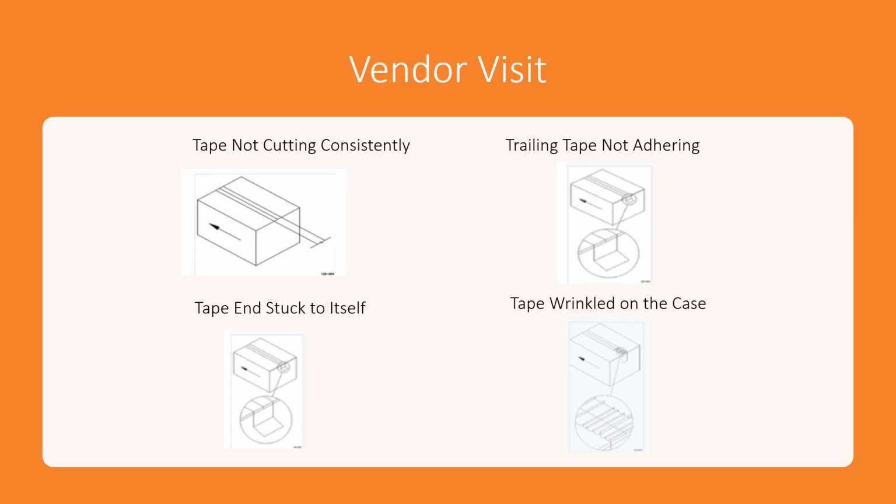Our group was able to meet with the machine vendor and identify significant issues at the taper and case erector that were responsible for manual tasks. At the taper, 4 main problems were found, including tape not cutting consistently, trailing tape not adhering, tape end stuck to itself, and tape wrinkled onto the case. These accounted for 21% of manual tasks.